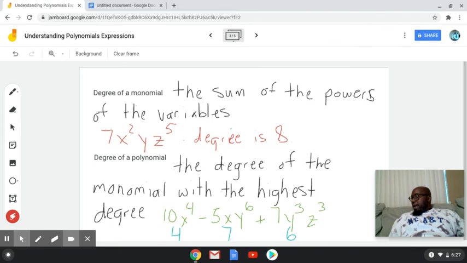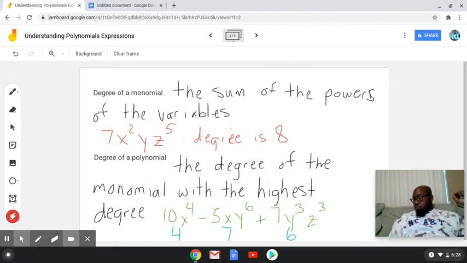Sometimes you will be asked to write a polynomial in standard form. Okay, and if you do, you want to go in descending order. So start at the highest degree and go down. If I had to write this polynomial that I just wrote in standard form, I would start with this part first, because that is the degree of the polynomial. It is a degree of 7, and that'll be my leading term.